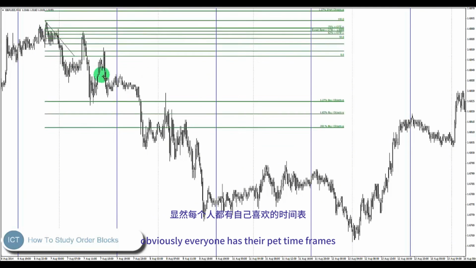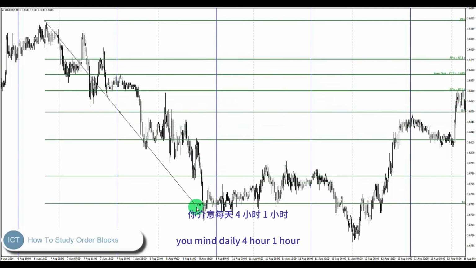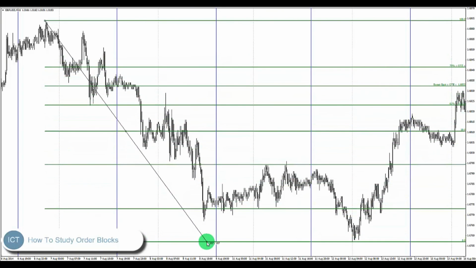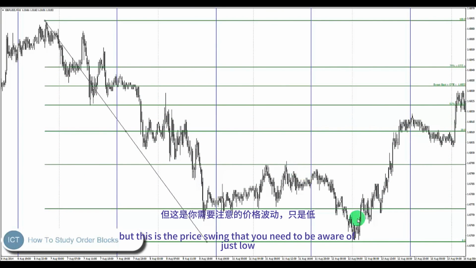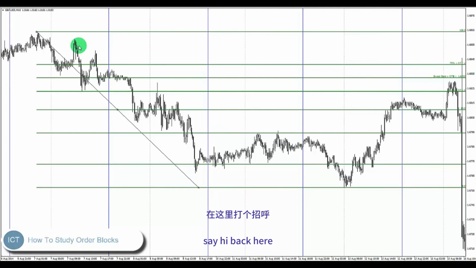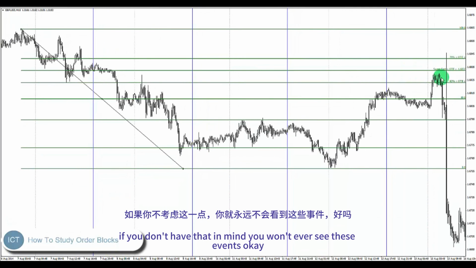Obviously, everyone has their pet time frames. You might use daily, 4 hour, 1 hour. But this is the price swing that you need to be aware of. This low, that high, back here. If you don't have that in mind, you won't ever see these events.